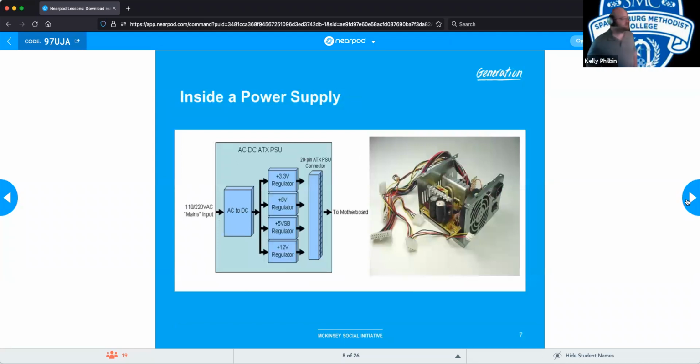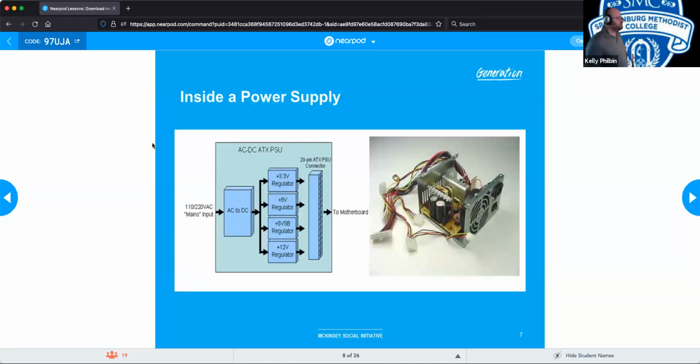Okay. So basically inside of a power supply, what it looks like, you have power coming in, it does a conversion from AC to DC, then it starts splitting everything out on the various voltages that are required. And then say, here is your 20-pin connector. Now, each of these are what are called rails. Each of these rails will operate off of 12 volts.